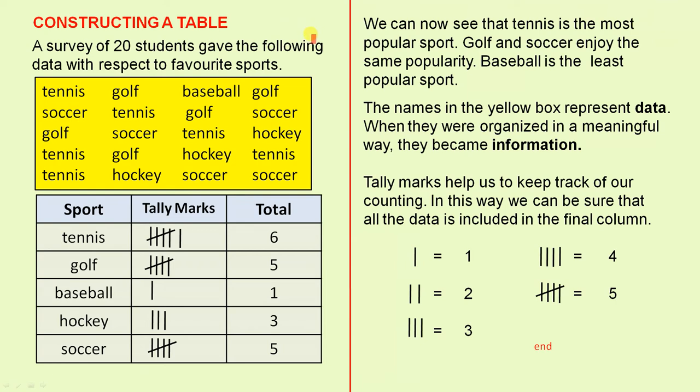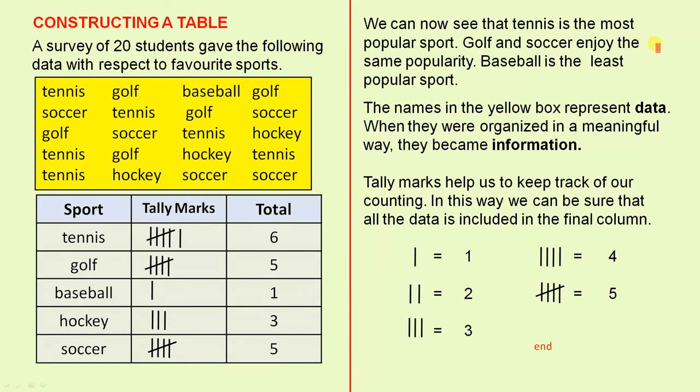Constructing a table. Here's an example. A survey of 20 students gave the following data with respect to favourite sports. So here are the 20 answers. So when that's all organised, we can see something here where we can gather information. We can say something without a doubt, because look, we have the numbers here, see? When you look at this here, there's not much happening. But here, we have numbers. Now, I'll explain this in a minute, what that means there. These are tally marks which help us keep track of the counting. I'll explain that down here in a minute.